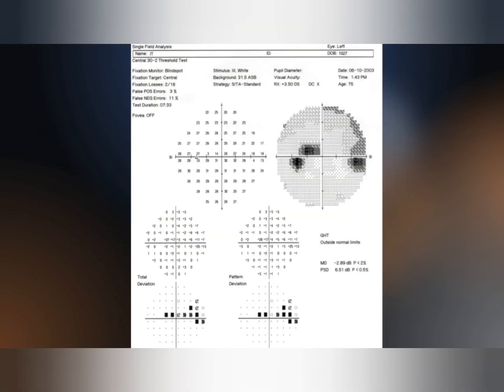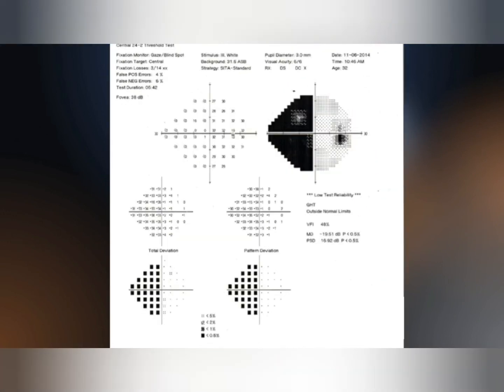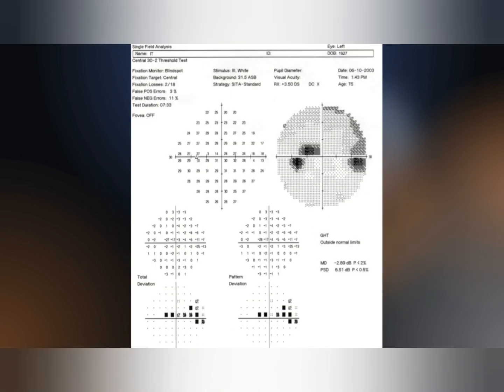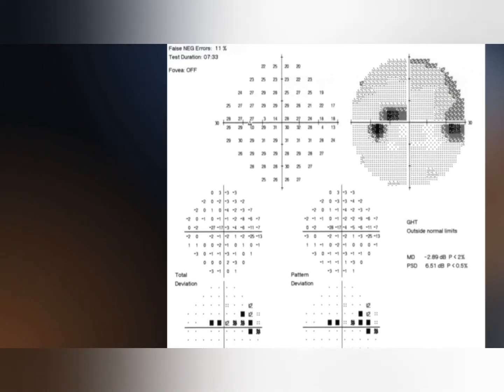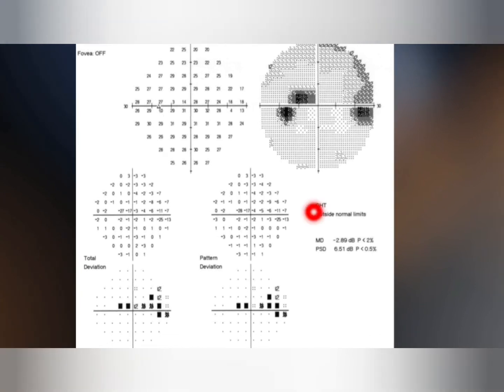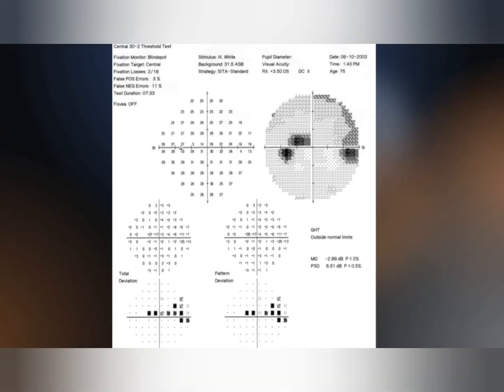Now this is the report of 30-2, where you can see that this is the 24-2 and this is the 30-2. 30-2 will appear in a circular manner, and this is the optic disc. And this is the 24-2. In 30-2 the point arrangements are there. You can see this is also a suspected case of glaucoma, but we can't comment without examining the optic disc. But PSD is expressed with p-value, GHT outside normal limit are telling that yes, it can be a case of glaucoma.